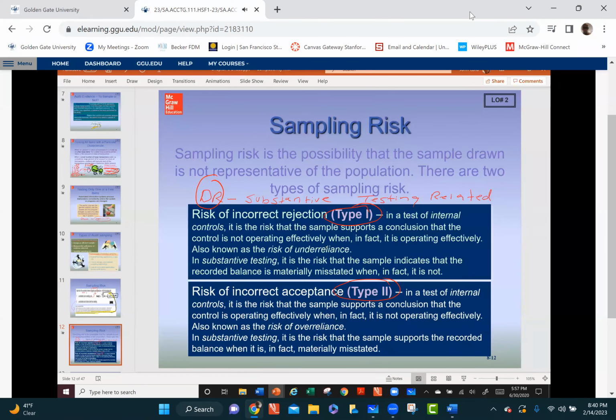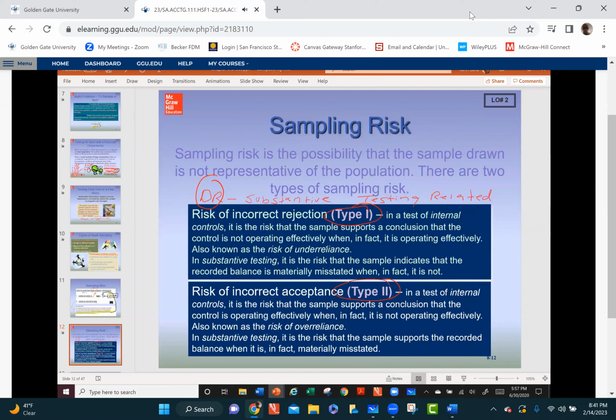Okay, good. Now, when we look at our risk due to sampling, right? I'm saying that sampling is affecting our control risk, our detection risk. As it relates to detection risk, for our substantive testing, we have two types of risk. We have the risk of incorrect rejection, the risk of incorrect acceptance. Now, the only thing I want you to take from this slide, okay, is that we could call the risk of incorrect rejection a type 1 risk. We could call the risk of incorrect acceptance a type 2. I just want you to be aware of that terminology. Don't worry about this long-winded definition here.